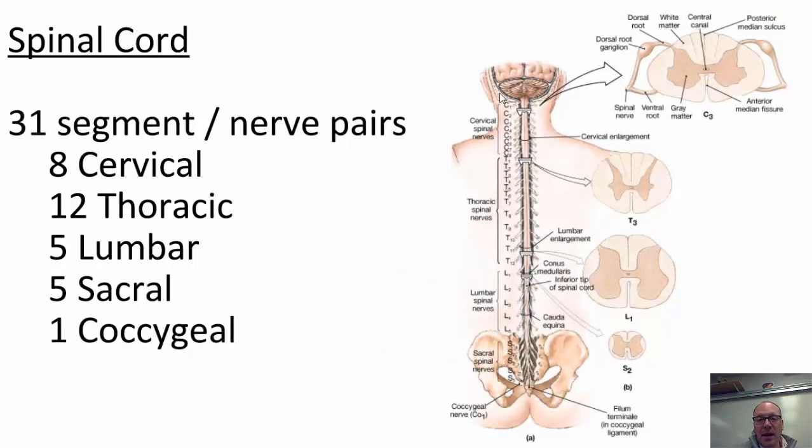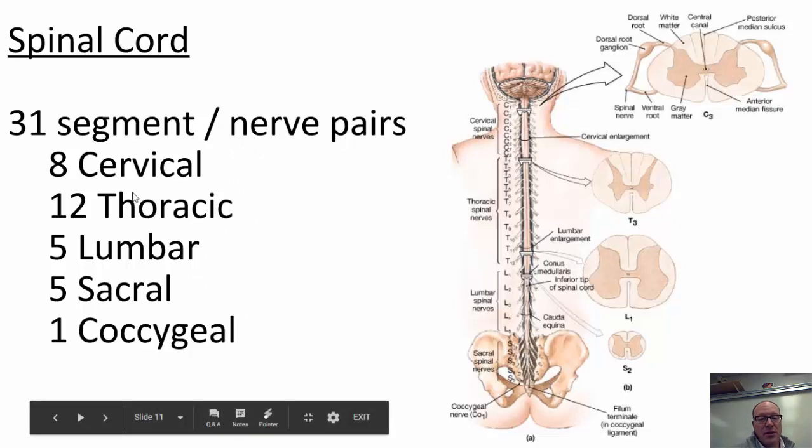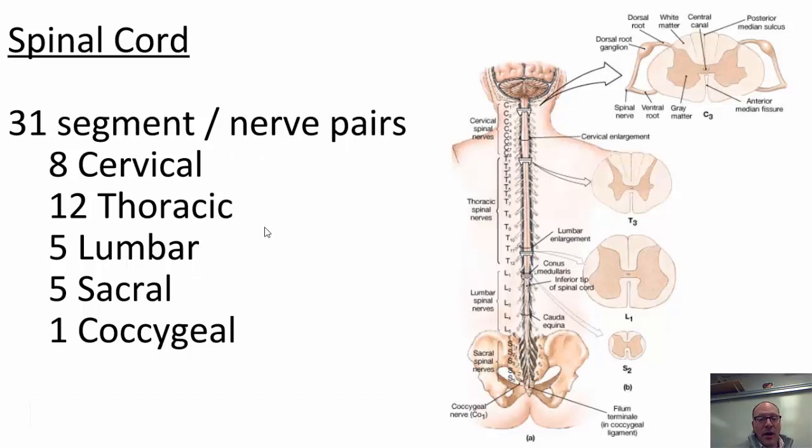If we look at the number of those nerves that emanate laterally from the spine, we have a total of 31 segments, and they emanate both from the right and the left side of the spinal cord. There are 8 cervical, 12 thoracic, 5 lumbar, 5 sacral, and 1 coccygeal nerve. So if you add all that up, 8 plus 12 plus 5 plus 5 plus 1, it's 31.